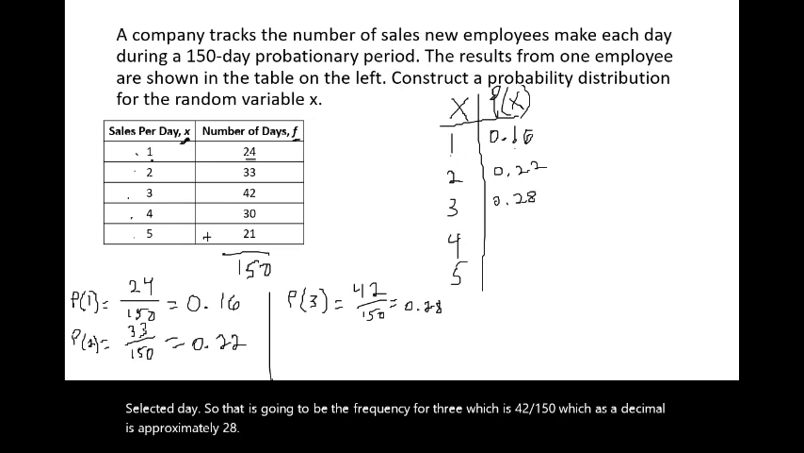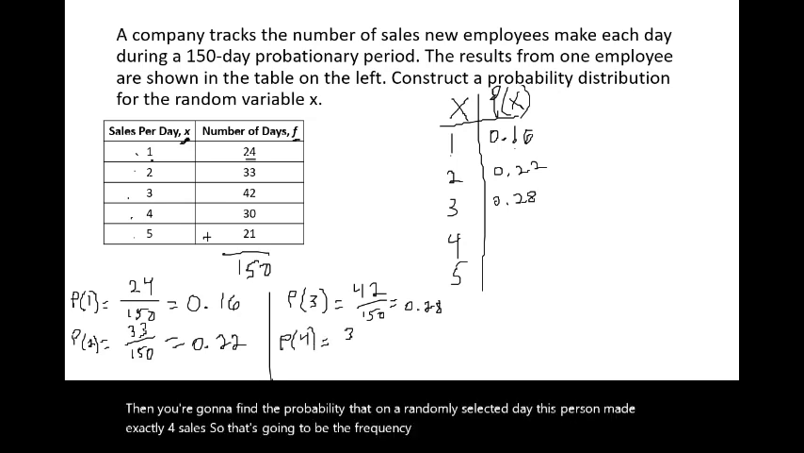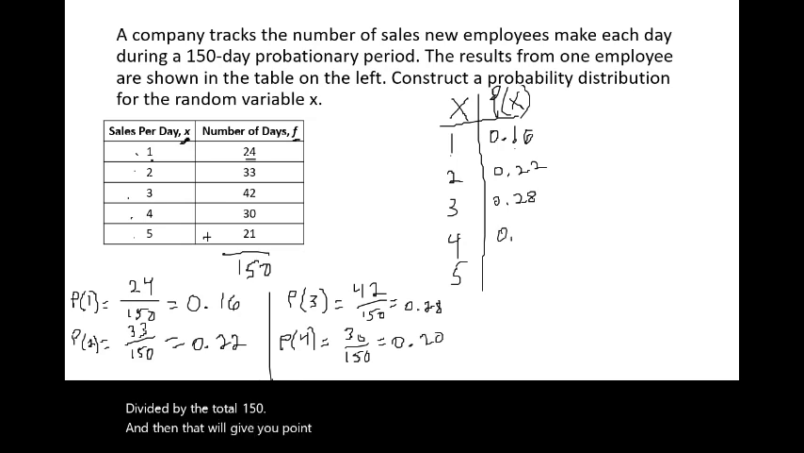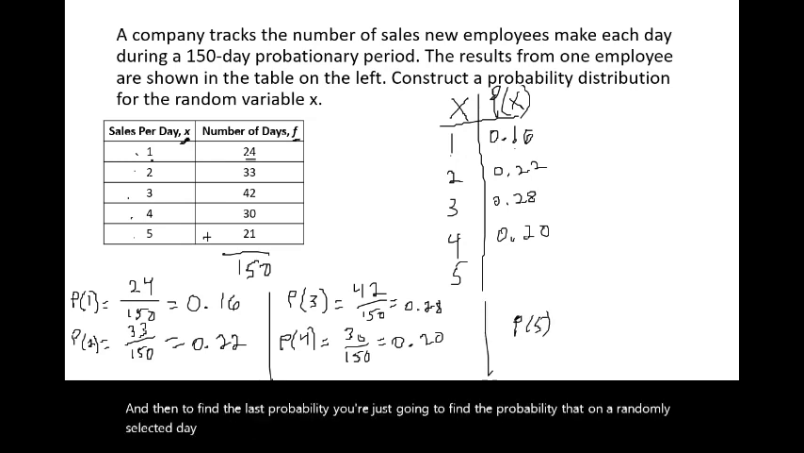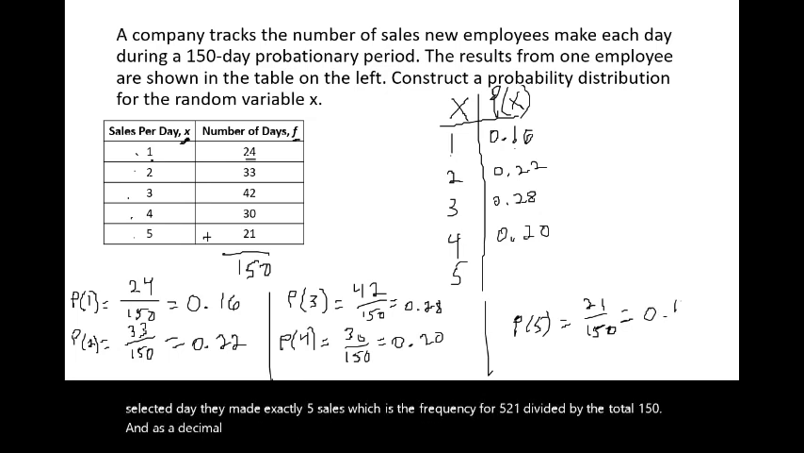Then you're going to find the probability that on a randomly selected day, this person made exactly 4 sales. So that's going to be the frequency for 4, which is 30, divided by the total, 150. And then that will give you 0.20 exactly. And then to find the last probability, you're just going to find the probability that on a randomly selected day, they made exactly 5 sales, which is the frequency for 5, 21, divided by the total, 150. And as a decimal, that is approximately 0.14.